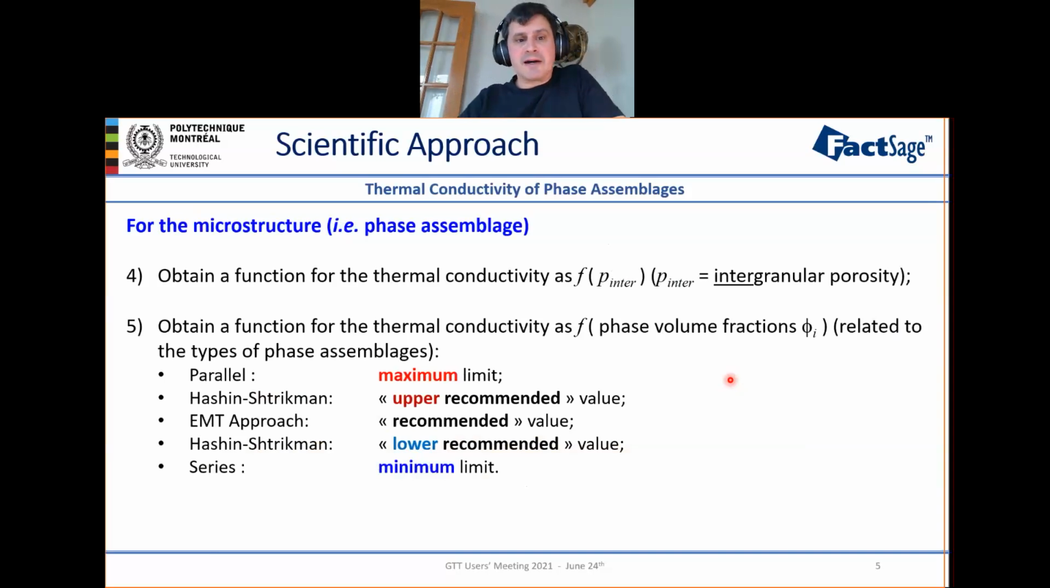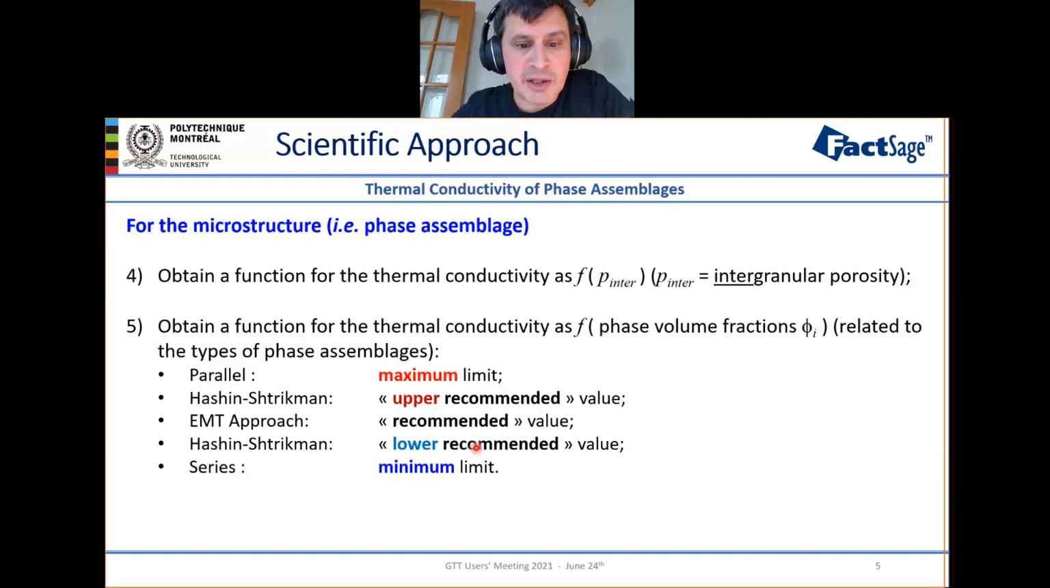Steps 4 and 5 actually introduce mixtures of grains inside a microstructure, and that can include intergranular porosity, which can vary quite a lot. This is step 4 for the intergranular porosity, and step 5 is the impact of the volumetric phase fractions as computed by Equilibre. So what the model will provide is the maximum and minimum limit values of the thermal conductivity given by the parallel and series modes when you have different phases in different grains with different sizes.